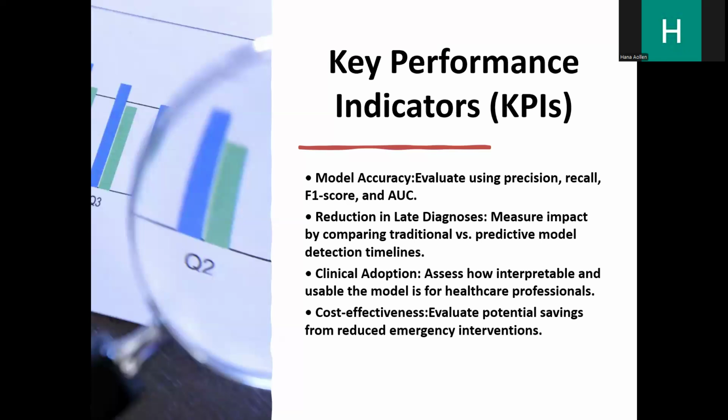This step is about key performance indicators, KPIs. Model accuracy is evaluated using precision, recall, F1 score, and AUC. Reduction in late diagnosis measures impact by comparing traditional versus predictive model detection timelines. Clinical adoption assesses how interpretable and usable the model is for healthcare professionals. Cost effectiveness evaluates potential savings from reduced emergency interventions.